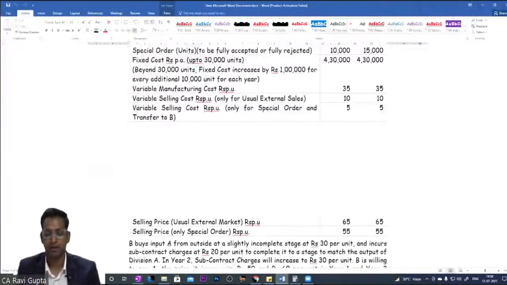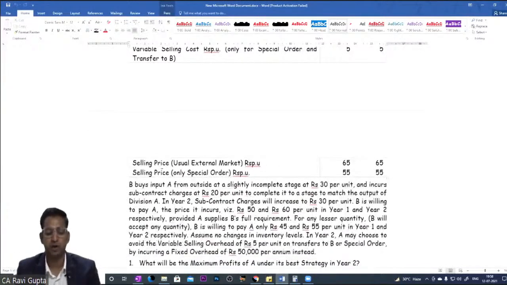Fine. Now they are saying B buys input A. Division B buys input A from outside, not from the division, at a slightly incomplete stage at a rate of rupees 30 per unit, and incurs subcontracting charges of rupees 20 per unit to complete it to a stage to match the output of division A. In year 2, subcontracting charges will increase to 30 rupees per unit.